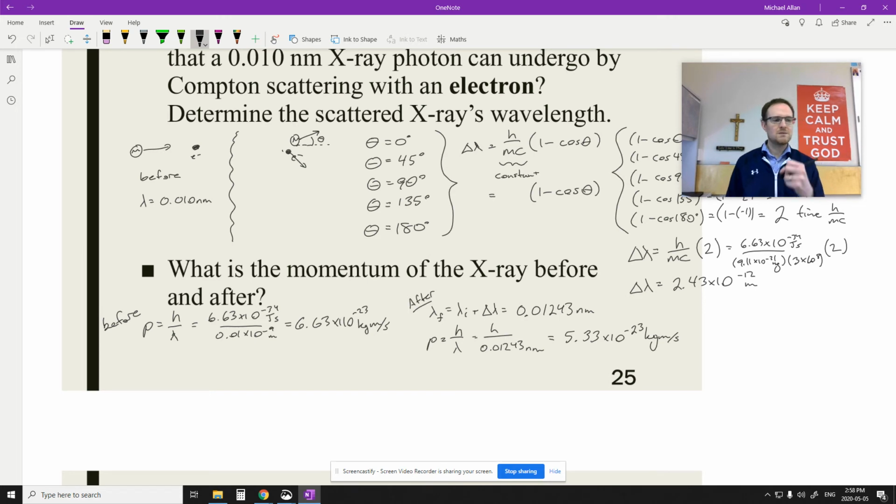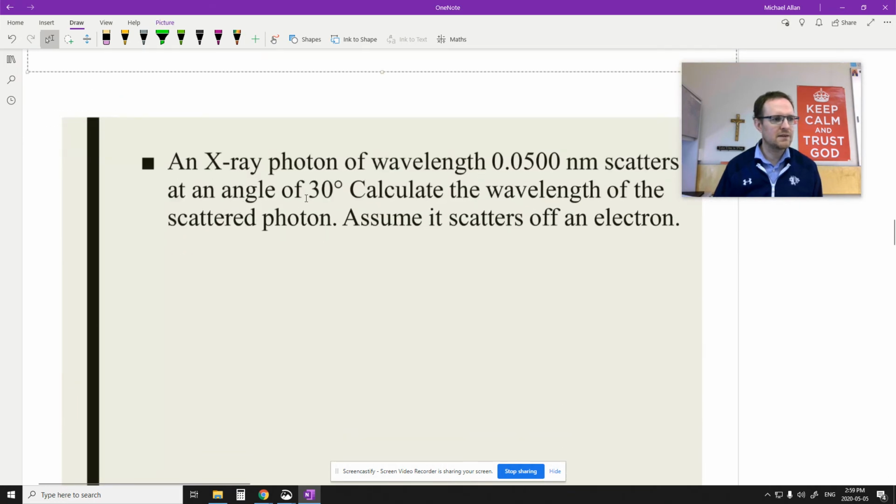Now, momentum is a vector, it does have a direction, but you notice these formulas here, they don't put the little vector arrows on them. So we can just ignore that for now. You could just say it's going backwards if you want to. There's a direction to the photon. Cool. So let's see what else we have here.